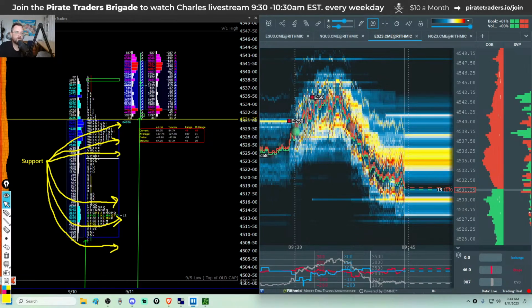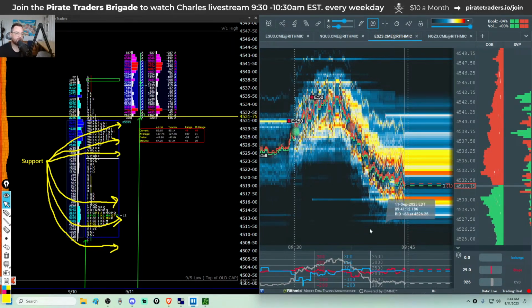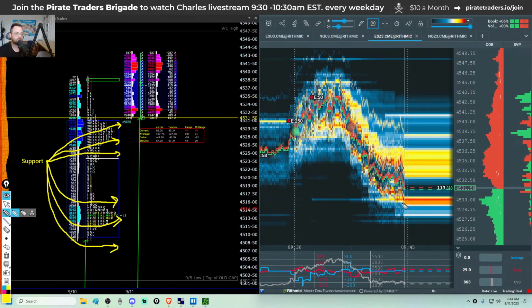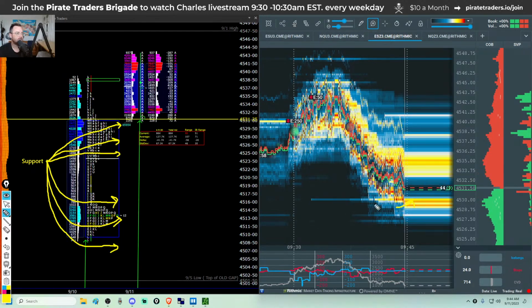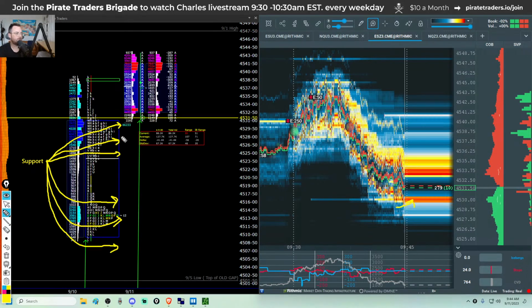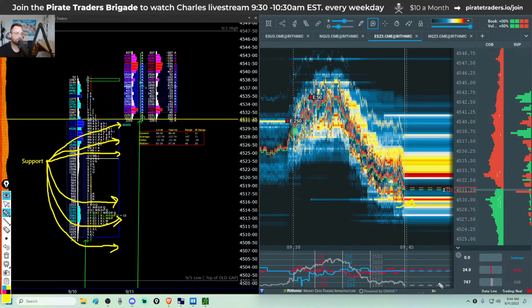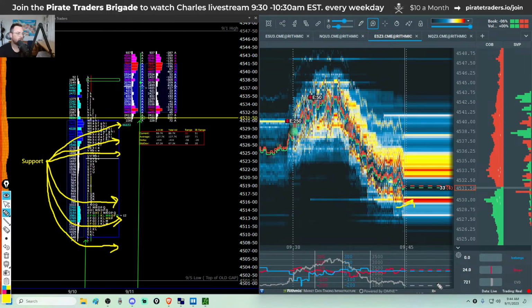Okay, so I'm watching the liquidity on the Bookmap chart right at 45.30. Right now they're just putting liquidity, pulling it, putting it, pulling it. So they haven't made a decision of whether or not they're going to turn that into support. But they do want to test it.